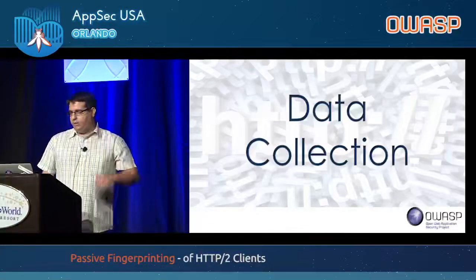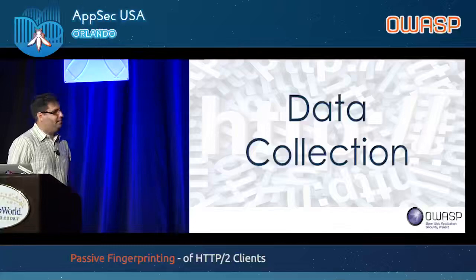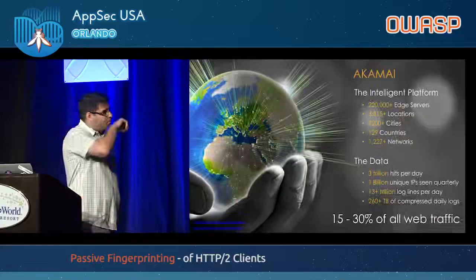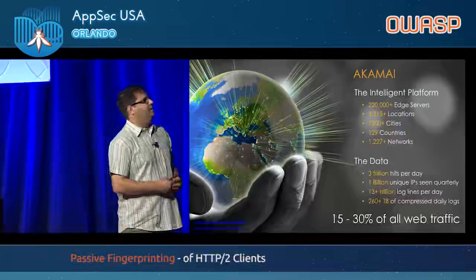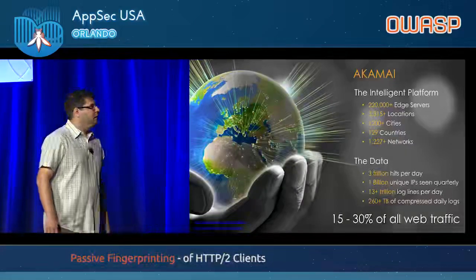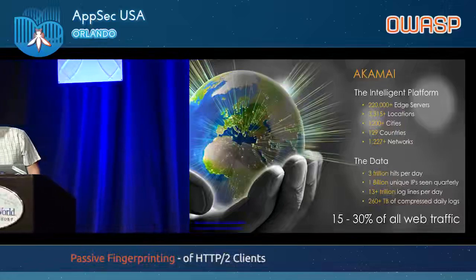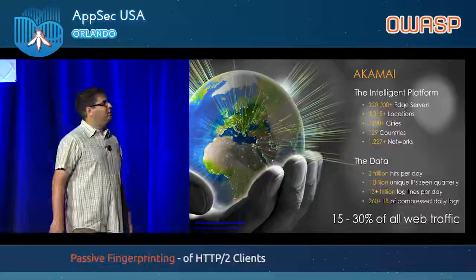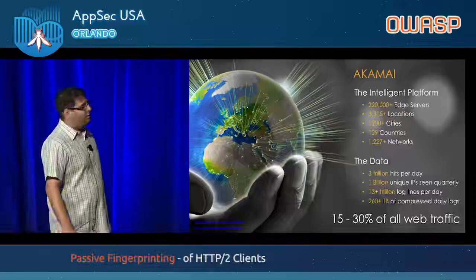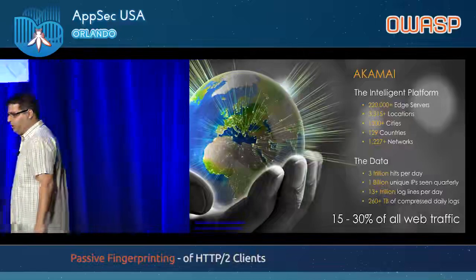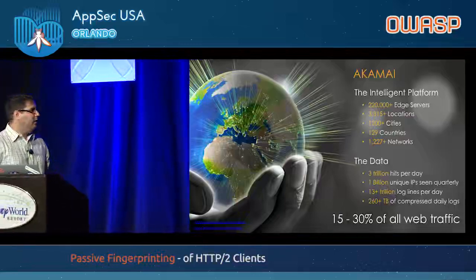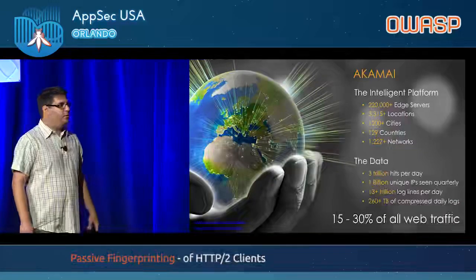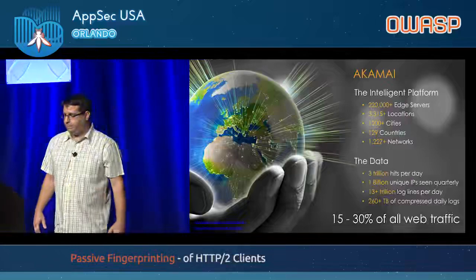So setting out to do the research, we needed data, and a lot of data. I'd like to spend a few words on our data source. This is the Akamai platform. For those of you who don't know Akamai, it's one of the leading CDN companies, and it hosts content for a lot of huge companies across the world. It has about 220 edge servers worldwide, which are usually a hop away from like 90% of internet users. As a result, we get to see approximately 15 to 30% of all web traffic. That would include HTTP1 and HTTP2 traffic.